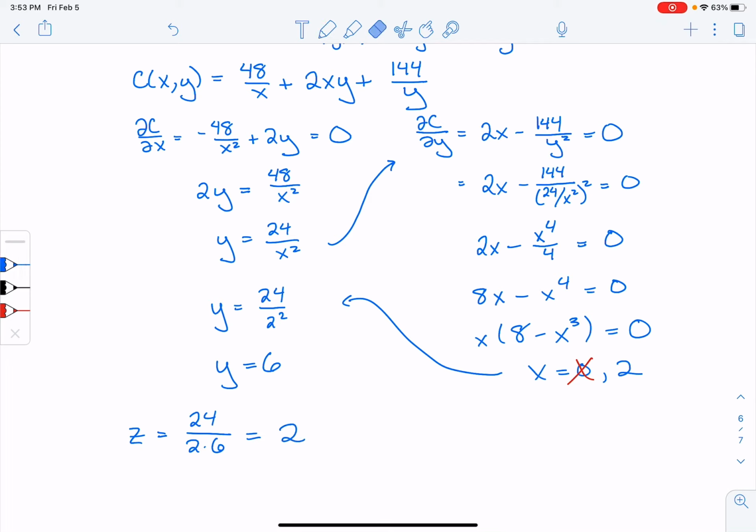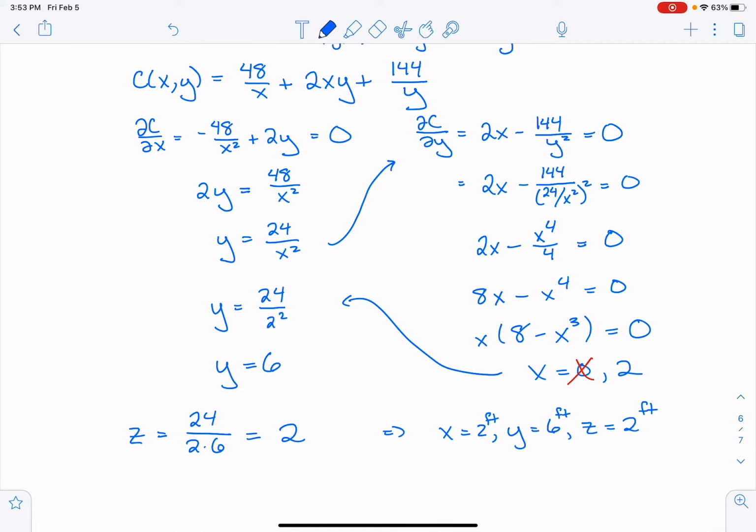Okay. So here I'm going to get that x is 2, y is 6, and z is 2. Okay, so those are the dimensions of the box. Each one of those are in feet. Okay, so here I can put in feet. Okay, but how do I know that that's the minimum cost?